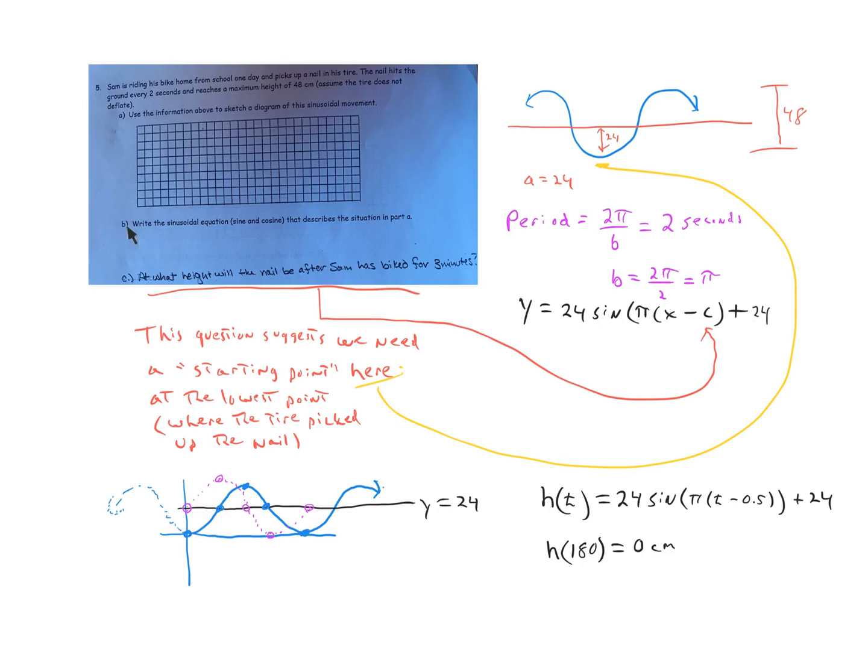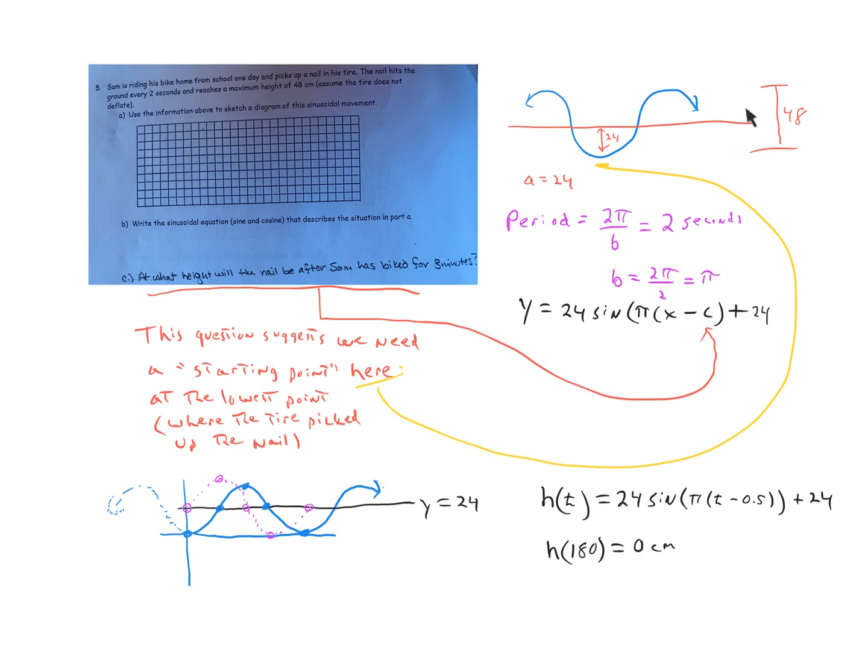So on this problem 5, straightforward is the 2 seconds for 1 cycle. So the period 2 pi over b equals 2, and we solve for b getting pi. So that's a pretty simple part of this problem. Maximum height of 48, and we're assuming the nail is right on the ground.